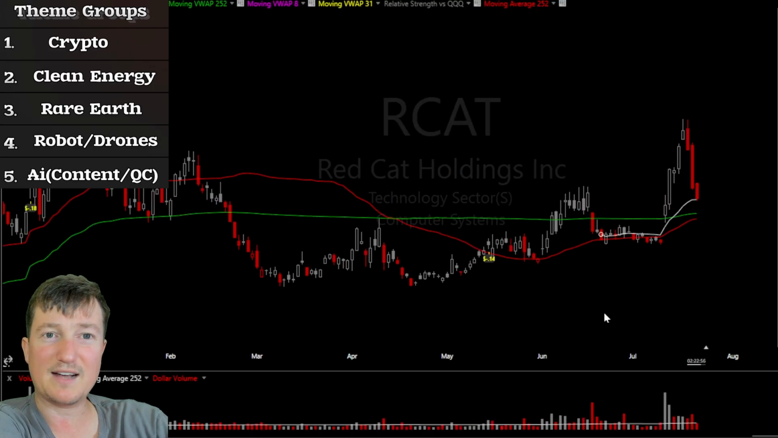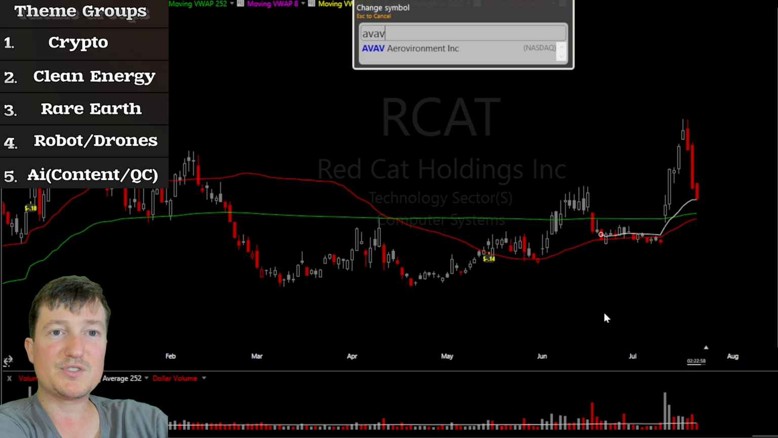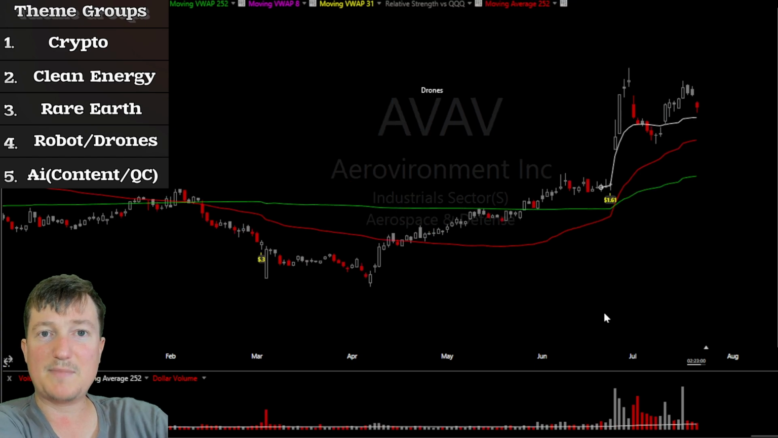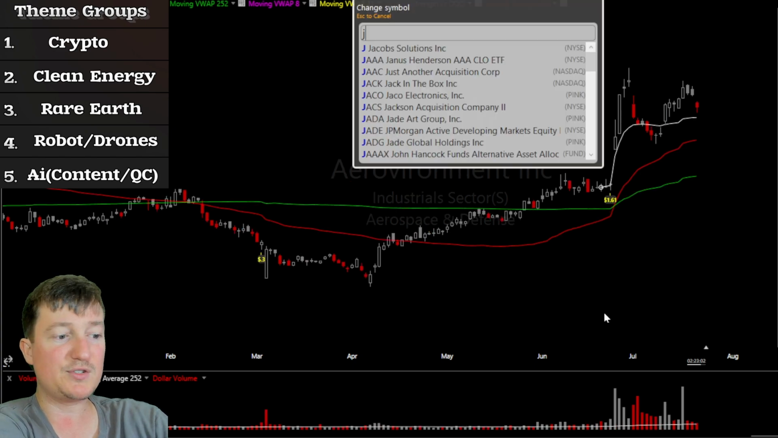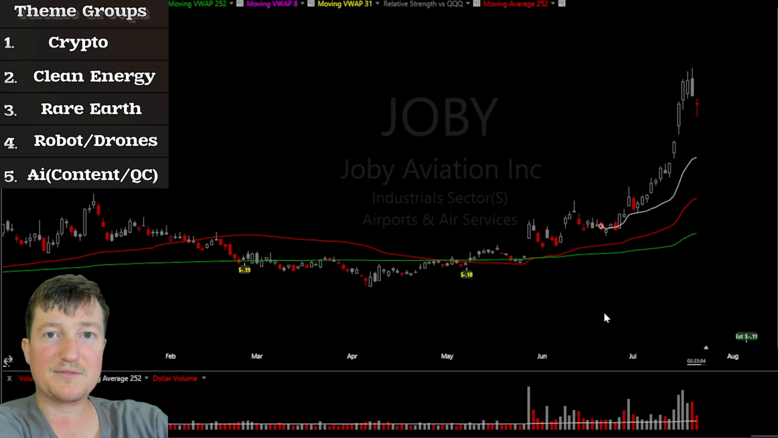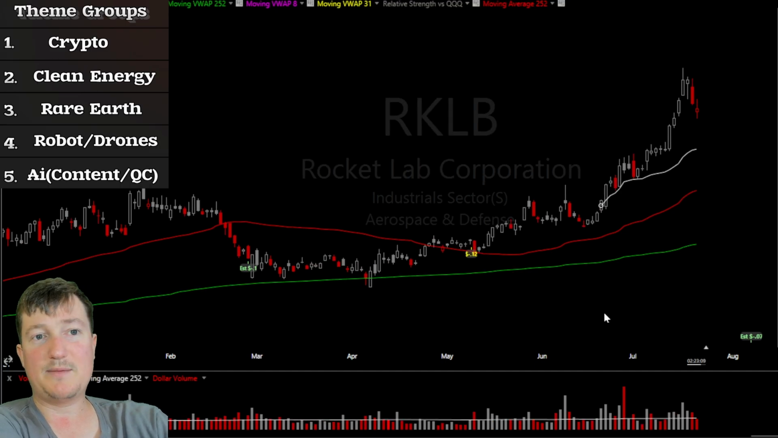The robot trade seems to be over for a little bit. I think it's in a group of maybe the nuclear stocks. They look a lot like the nuclear stocks. So like RCAT kind of gave up the juice. AVAV is kind of making a lower high here, giving up the juice. Joby is kind of giving up the juice here. It's pulling back. And then Rocket Lab is pulling back. So the robot drone trade seems to be cooling off. People are rotating out of that and back into this clean energy trade.